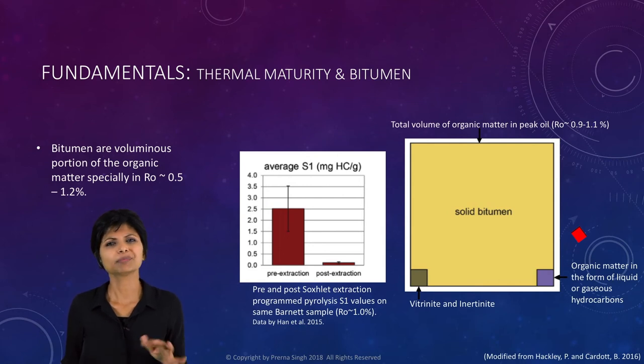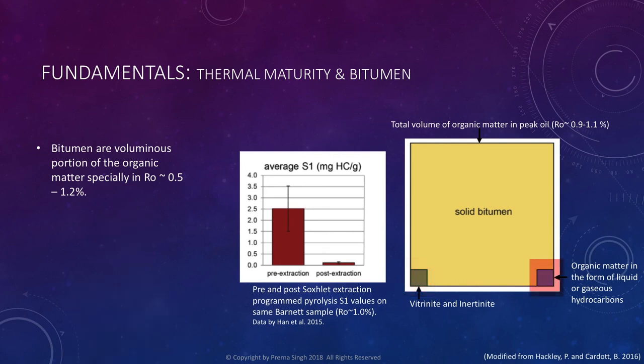Here is Hackley and Cardott's conceptual model showing that the dominant organic matter occurring in thermally mature shales at about 0.9 to 1.1 Ro is solid bitumen. There is vitrinite and other macerals and solid hydrocarbons, but they are very small in proportion in comparison.